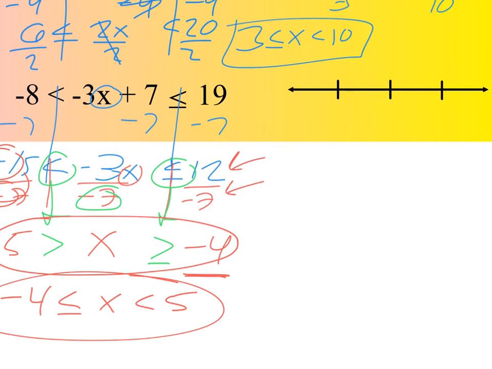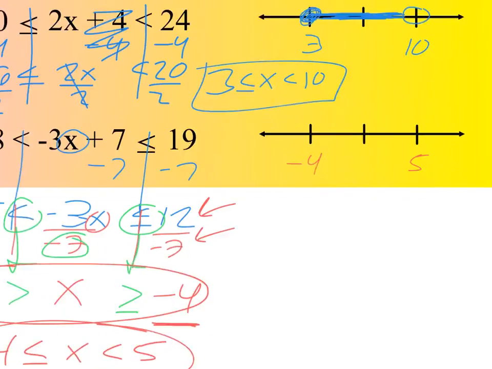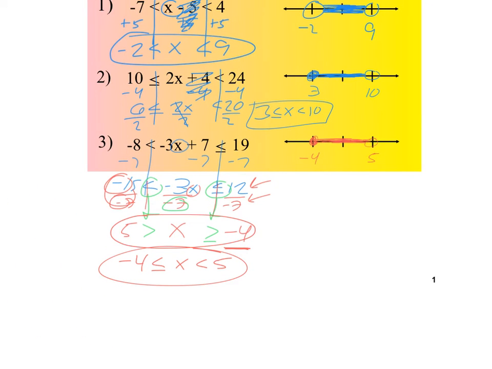You don't have to switch it around, but I think it helps to graph. Okay? Good. I've got my -4 here, my 5 here. Should have a closed circle on the -4 because that was where it was equal to. Open circle on the 5 and shade in between. Okay, there's our last compound inequality for and cases. Let me go over to or cases now and show you one of those.